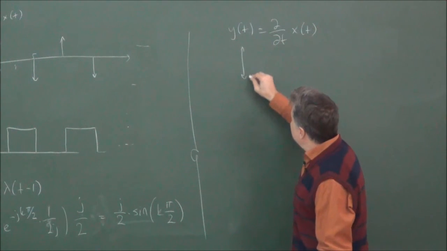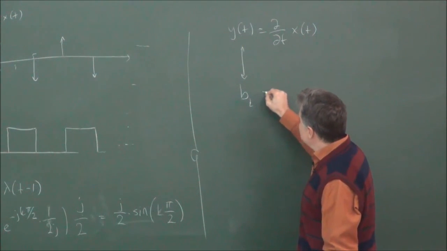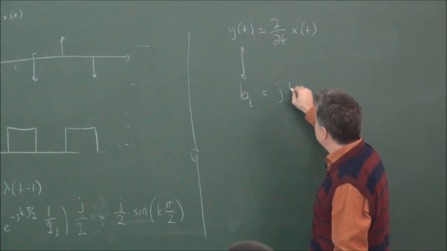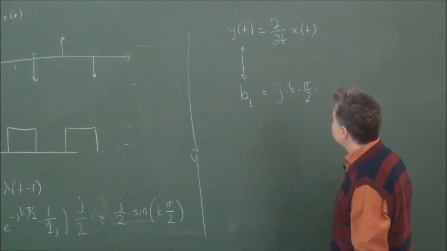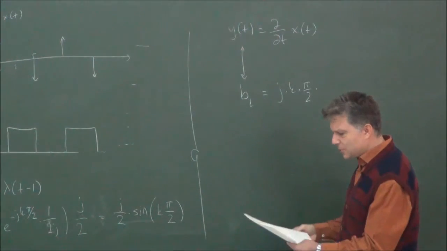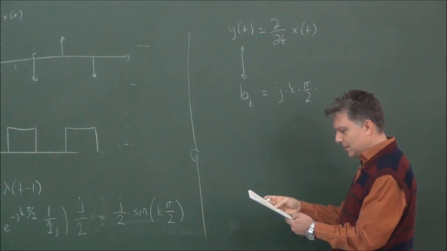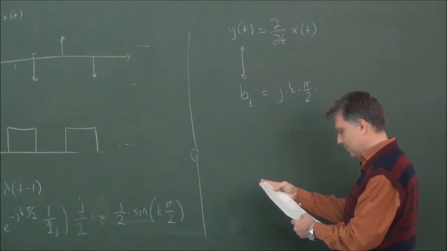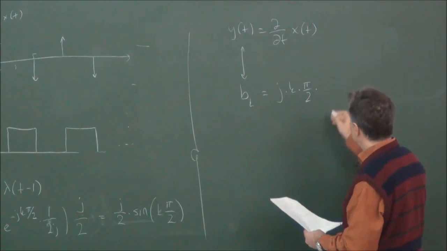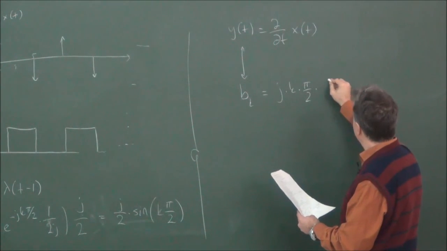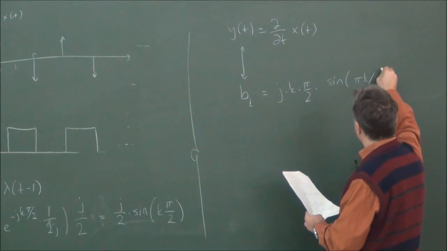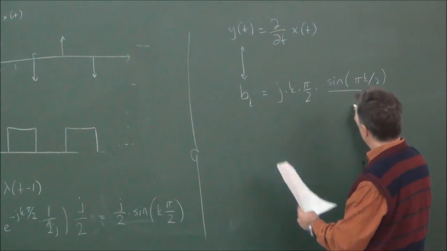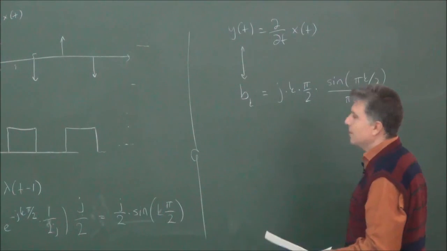So from here, what we simply say is that bk is equal to j times k times omega 0, which is pi over 2, times the Fourier series coefficients of x. What were the Fourier series coefficients of x? It was sine pi k over 2 divided by pi k already.